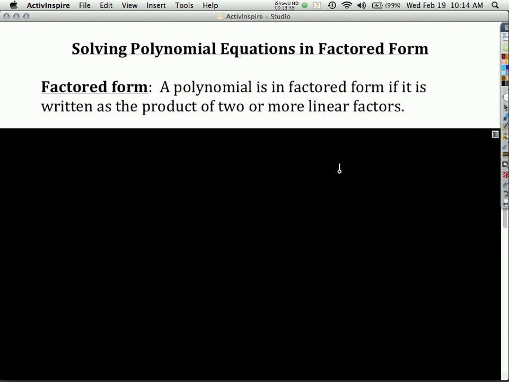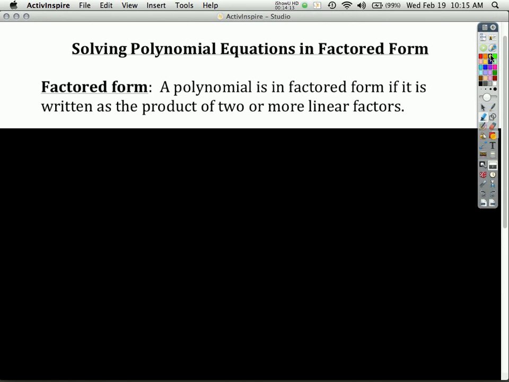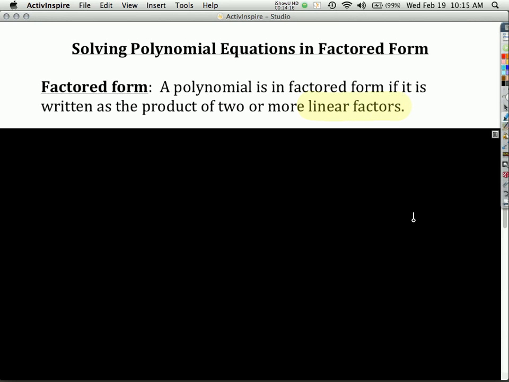Solving a polynomial equation in factored form means we need the equations in factored form. Factored form means it's written as the product of two or more linear factors. So that's the key, is that we will take polynomials which are not linear. They don't form lines. You're going to see why in a minute. We're going to convert it so that it's the product of linear factors, factors that will produce lines. Why? Because we know how to solve those.